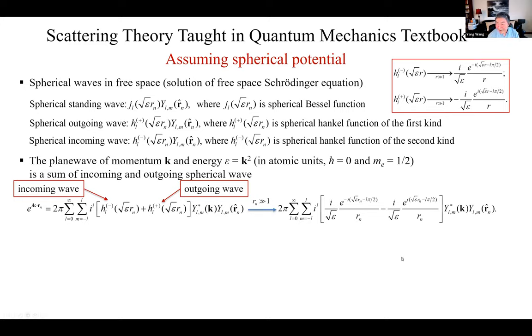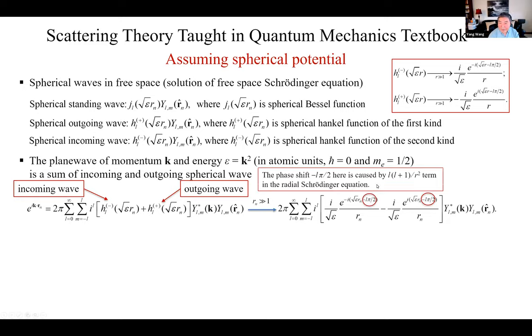You may wonder where this l pi divided by two comes from. It turns out it is the effect of the l times (l plus one) divided by r squared term. When you look at the Schrodinger equation, this is a simple mathematical result in addition to the potential. Of course, for free particles the potential is zero, but generally this term is always present. It looks just like an extra potential added to the equation. That term causes a phase shift. You can imagine that if I apply a potential to it, it is also going to cause a phase shift.